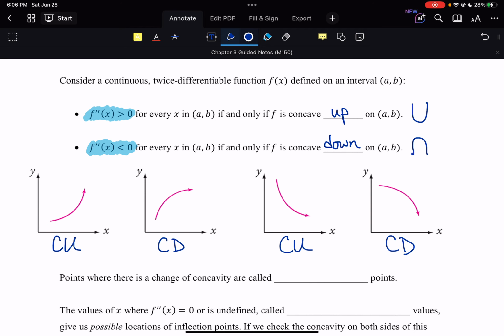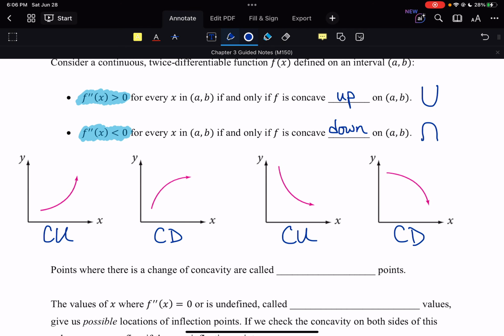Now on a graph, points where there is a change of concavity, so we go from concave up to down or from down to up, these points are called inflection points.